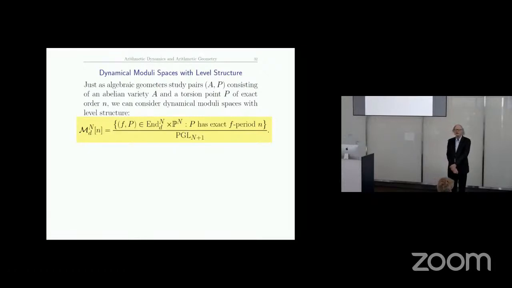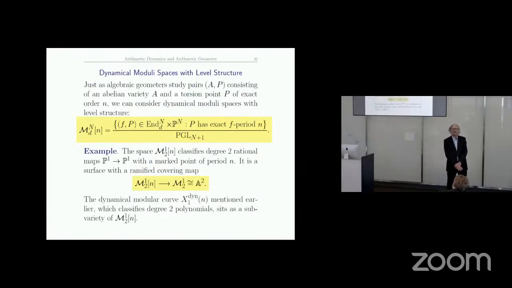So what I'll do is I'll look at the moduli space of maps F, like we've been looking at, together with a point where the point has a cycle, has exact period n. And again, modding out by the action of PGL so that we have equivalent dynamical systems identified with one another.